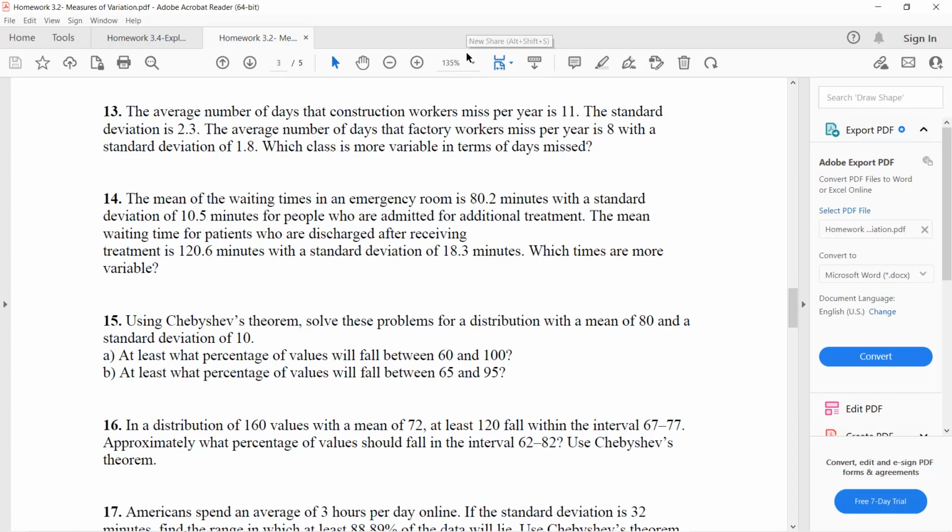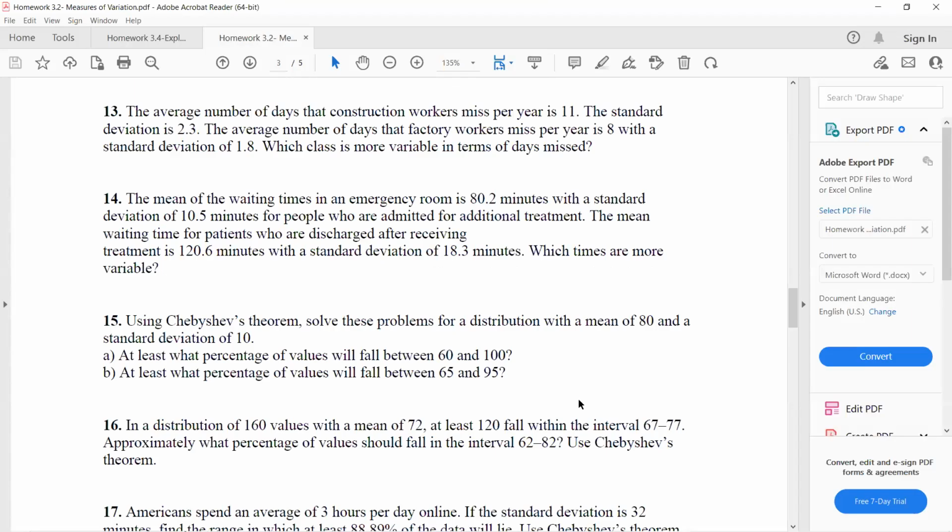When I start doing a Chebyshev's problem, I tend to always draw it out for myself. That's usually my approach. So I'm going to draw a line here. And in the middle of it, I don't know what kind of distribution this is, but it doesn't really matter for our purposes with Chebyshev's. Chebyshev's is a little more conservative in that way. So I know that I have a mean here, and I know I have some values. So let me go back to the screen and we'll take a couple of notes from here.